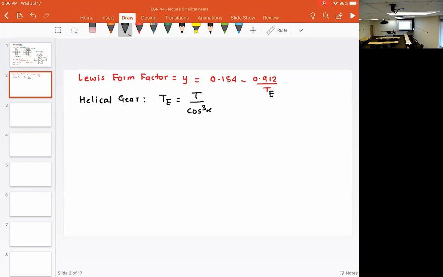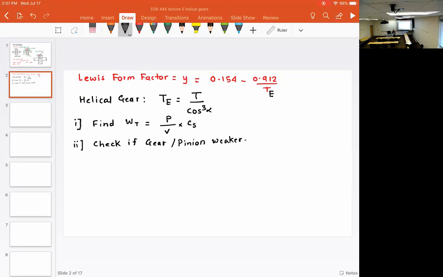So as usual, same steps. Step 1 is to find the value of WT. WT is given as P divided by V multiplied by the service factor. Next, check if the gear or pinion is weaker. And how do we do that?